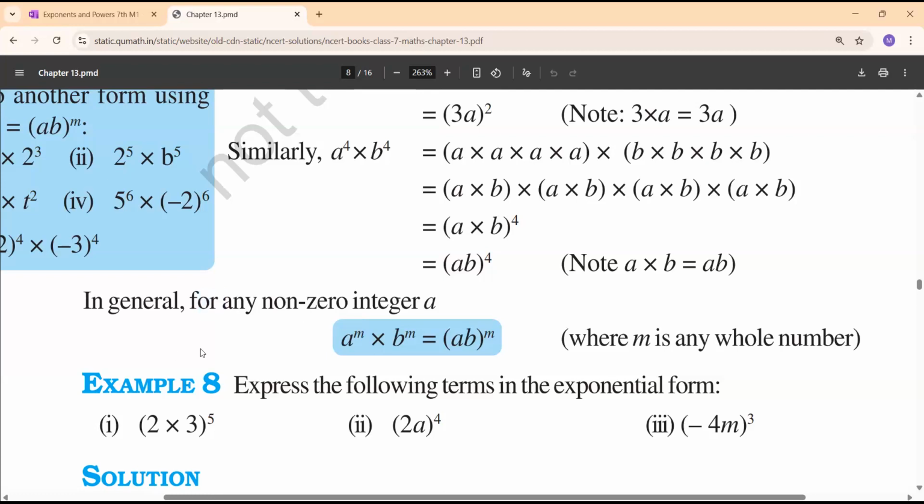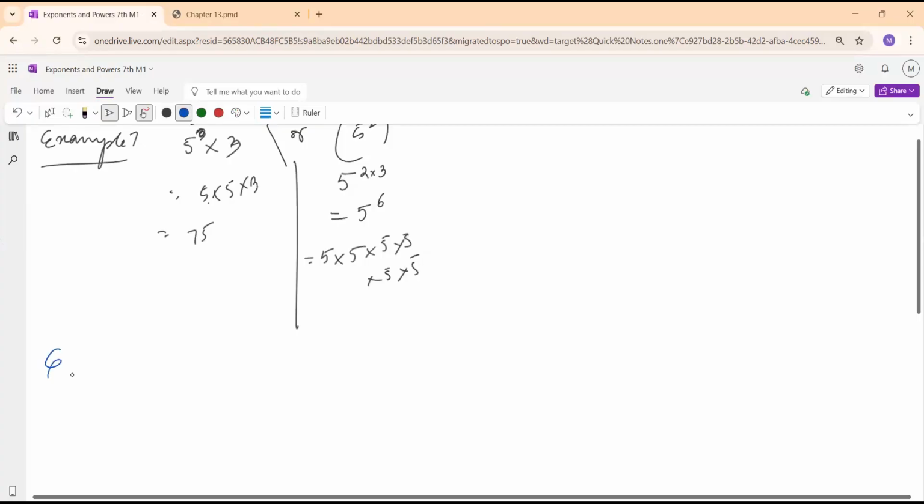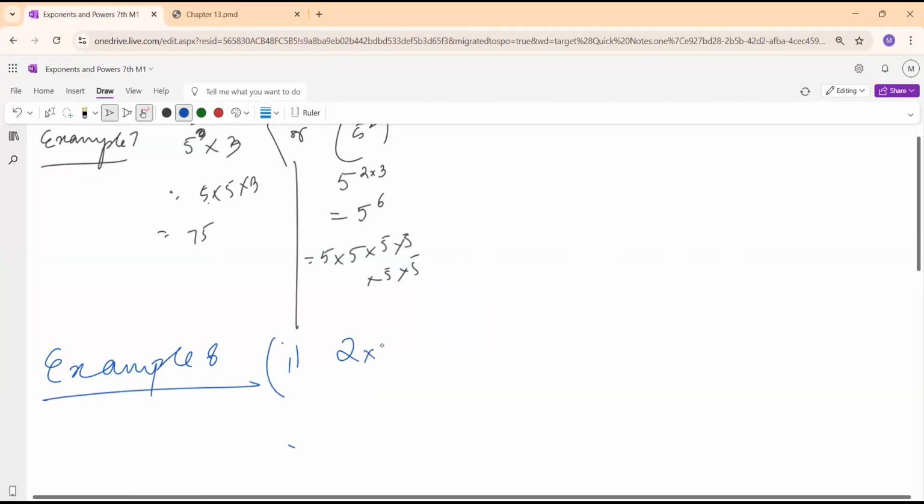Okay, so we have example number 8. Express the following terms in the exponential form. I'll tell you how to do this. Example 8: (2 into 3) raised to the power 5. This means 2 raised to the power 5 into 3 raised to the power 5. This 5 would also go here, it would also go here. This is the fourth law, that the common power comes on both of them. It is basically the converse of the fourth law. So we can write this as 2 raised to the power 5 into 3 raised to the power 5. Very simple. Salman, got it? Abdul Rahman? Yes, sir.